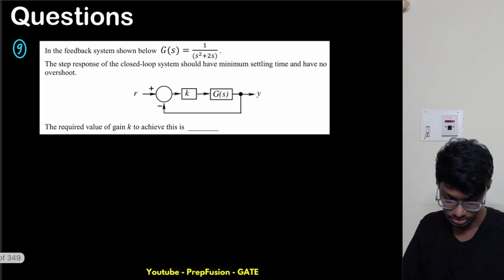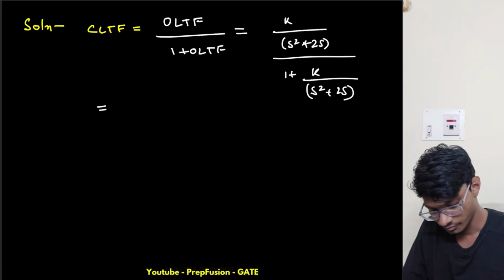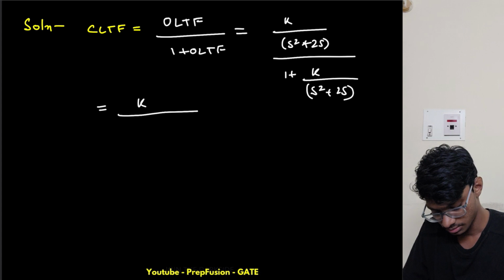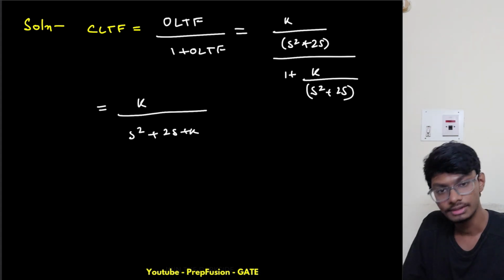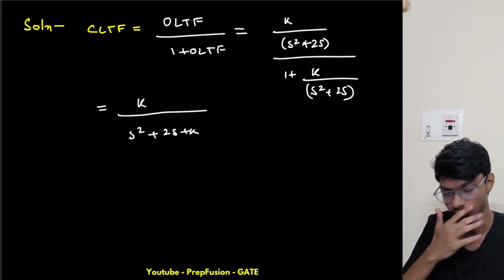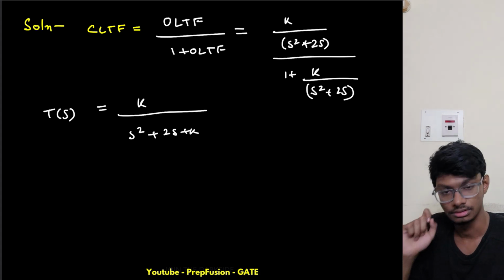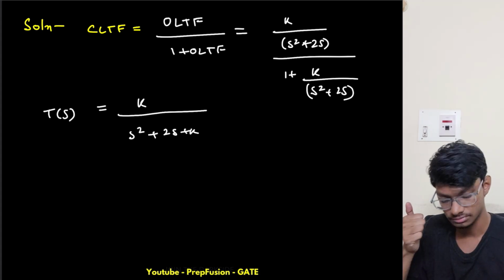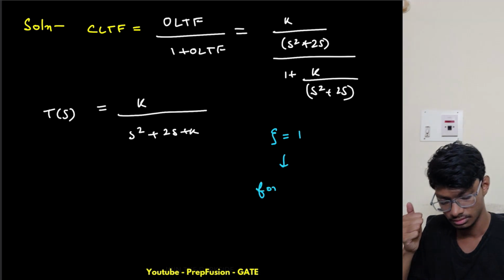Okay, so this is basically my CLTF. If I can tidy this one up, it will be s square plus 2s plus k. Okay, this is my CLTF. Here what I can see is my DC gain is one only, and this is my transfer function. So what is the standard condition for critical damping? My zeta will be equal to 1 for critical damping, right?